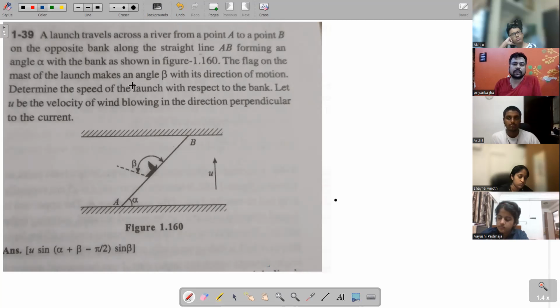Angle alpha is with the bank. The flag on the mast of the launch makes an angle beta with its direction of motion. This is the direction of motion of the launch, and with this direction, the flag makes angle beta. It means that the flag is fluttering in this direction, right?